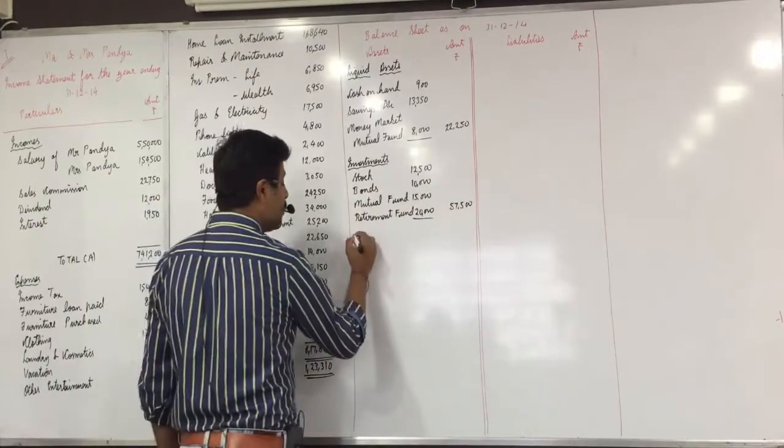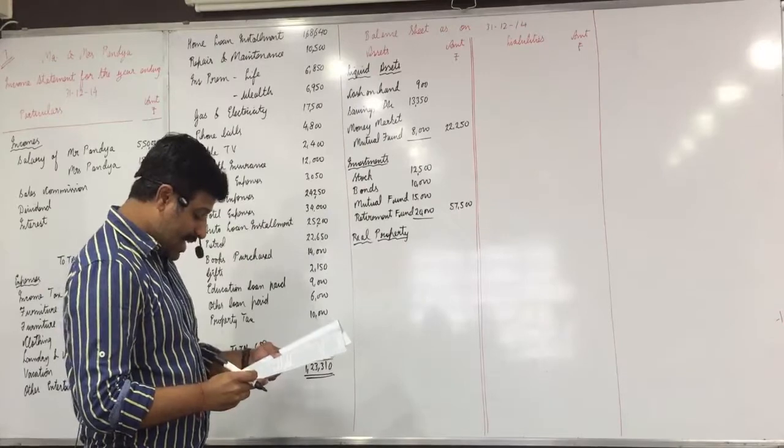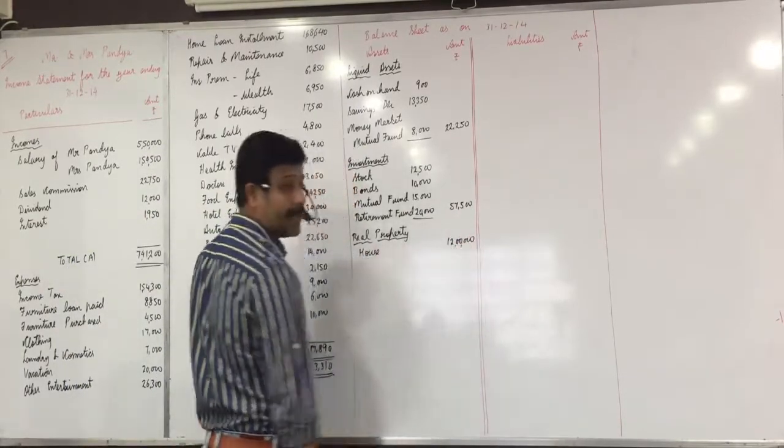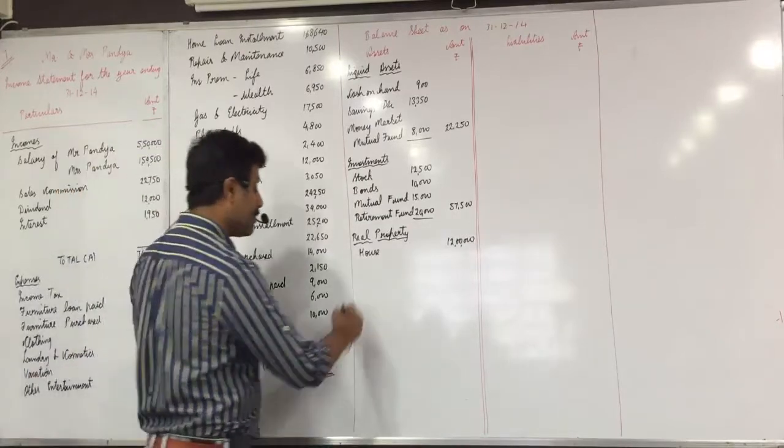After investments, real property. Only one house, 12 lakhs. Anything else marked as real property? So directly you can take it in the outer column. Is everyone clear up to here?